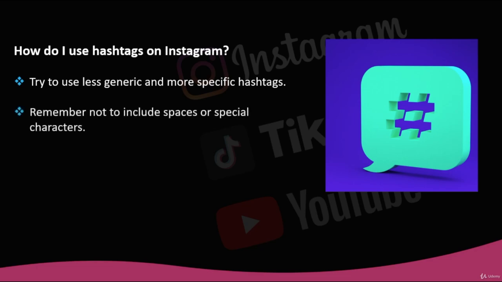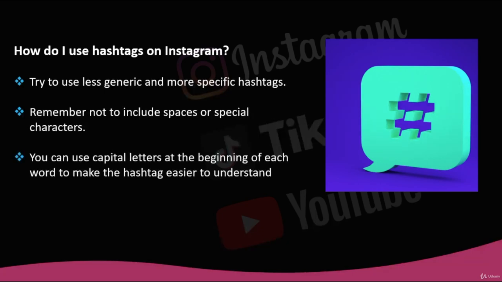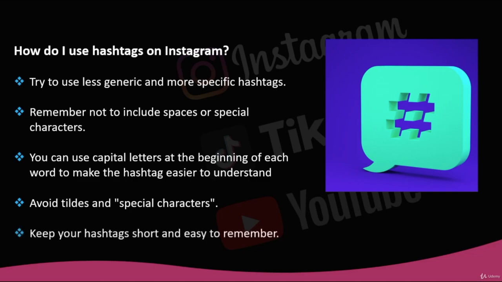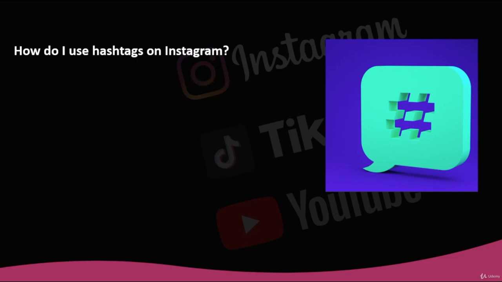Remember not to include spaces or special characters. Numbers are allowed. You can use capital letters at the beginning of each word to make the hashtag easier to understand. Avoid tildes and special characters. Hashtags with characters other than Roman letters don't position themselves optimally. The ones with emojis don't position well either. Keep your hashtags short and easy to remember. Avoid fancy words. Give some variety to your hashtag pool.